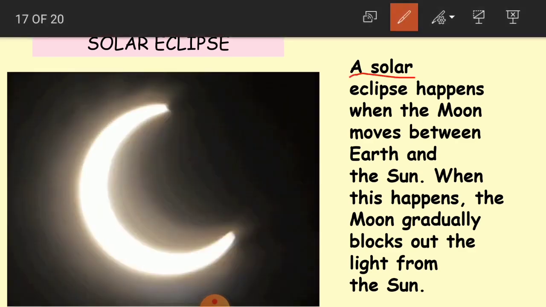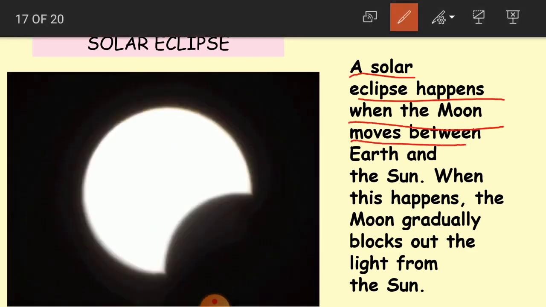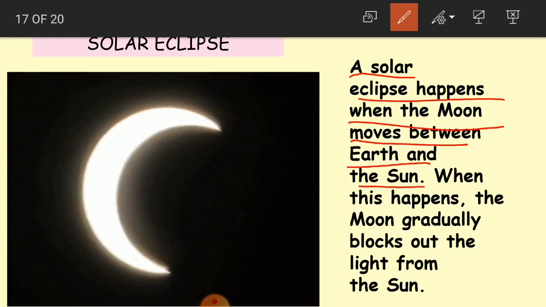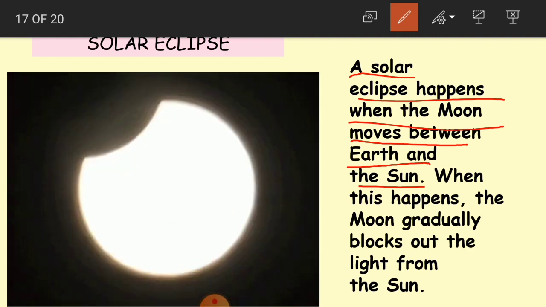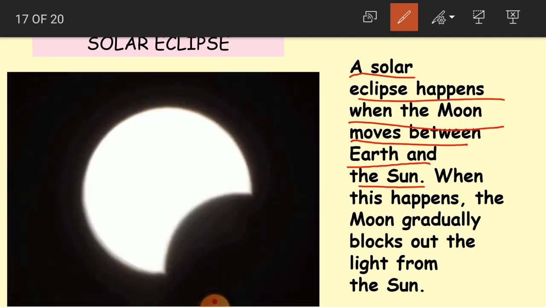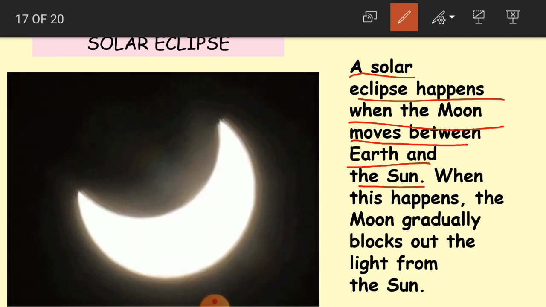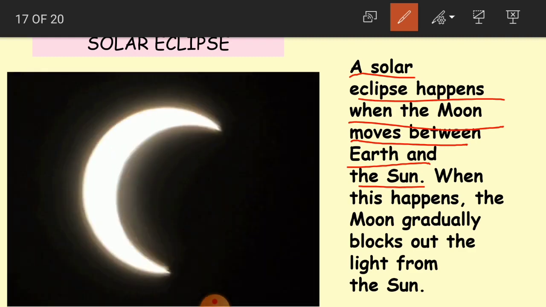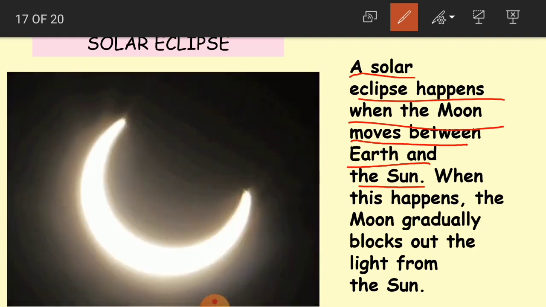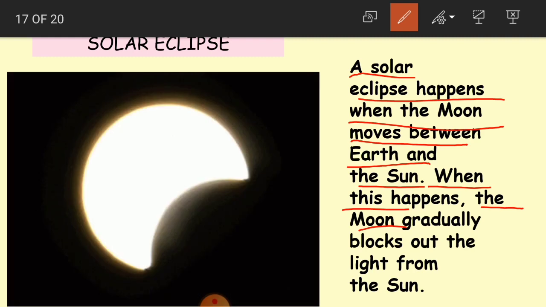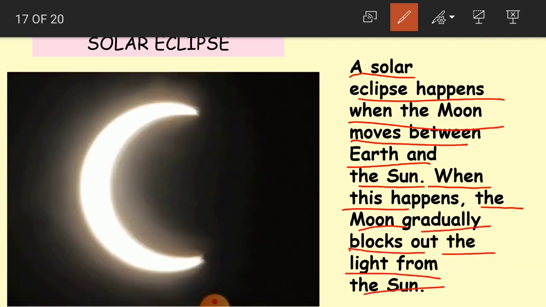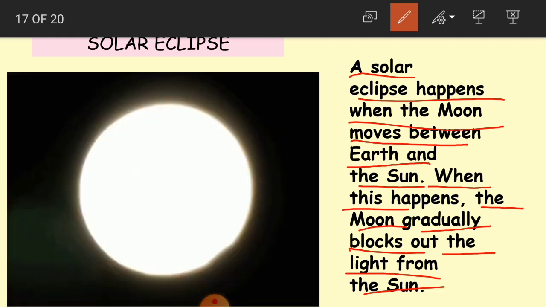A solar eclipse happens when the moon moves between the earth and the sun. So when the moon comes between the earth and the sun, what happens? The light of the sun is not going to reach the earth. The sun is blocked by the moon, and the moon gradually blocks out the light from the sun. That is why a solar eclipse happens.